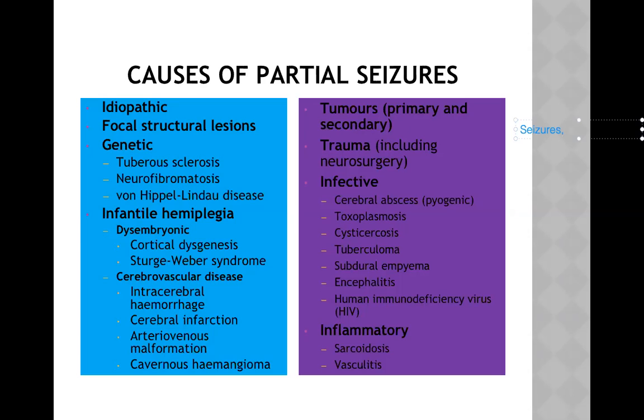Another important point is that there are some skin lesions or skin manifestations. That's why it is also known as phakomatosis. One type of phakomatosis is tuberous sclerosis. Now, what are those skin lesions in tuberous sclerosis? They are adenoma sebaceum and ash leaf spots. These are two important findings on the skin in tuberous sclerosis.